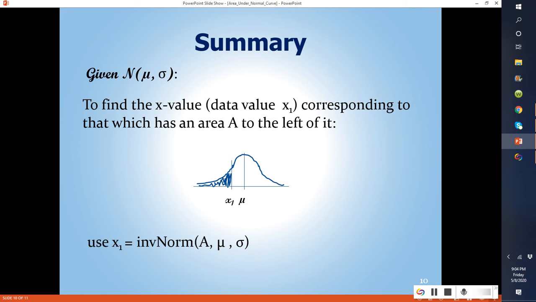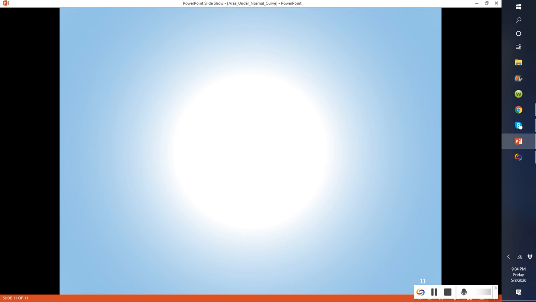If you were given an area to the right and you're trying to find that point x1, then you would use inverse norm of 1 minus A comma mu comma sigma. Okay, so again, A to the left is the normal way we would use this inverse function.